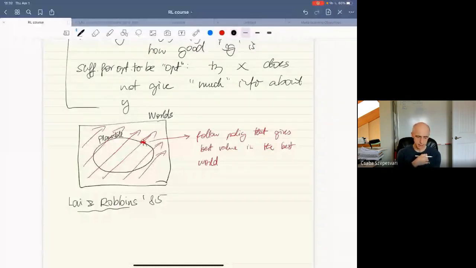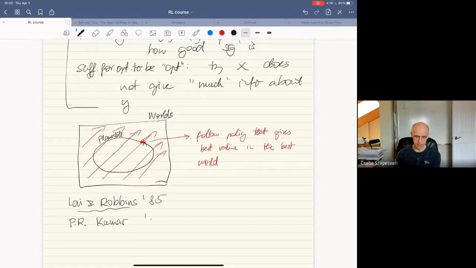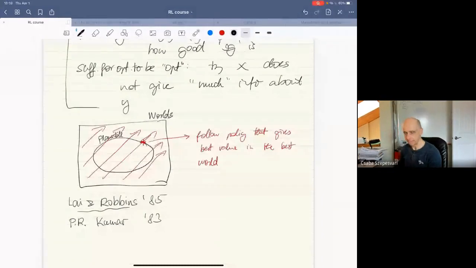And then there's been a lot of work. In the control literature, I think it was independently discovered by Kumar in '83. And then there were follow-up works to that line of thinking as well in the control literature. So it's like every good idea: it's being discovered all the time. So it's good.